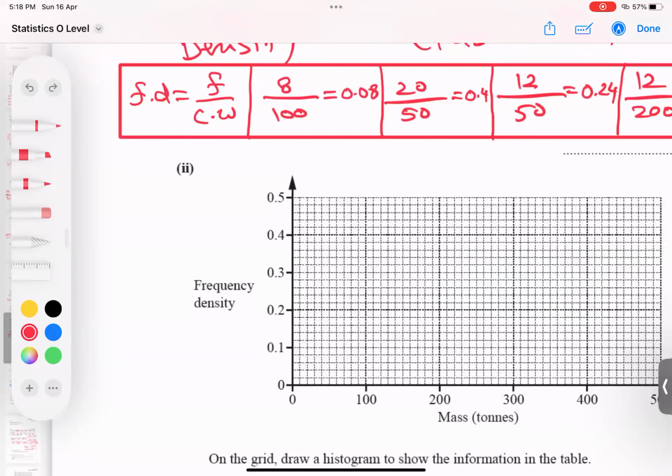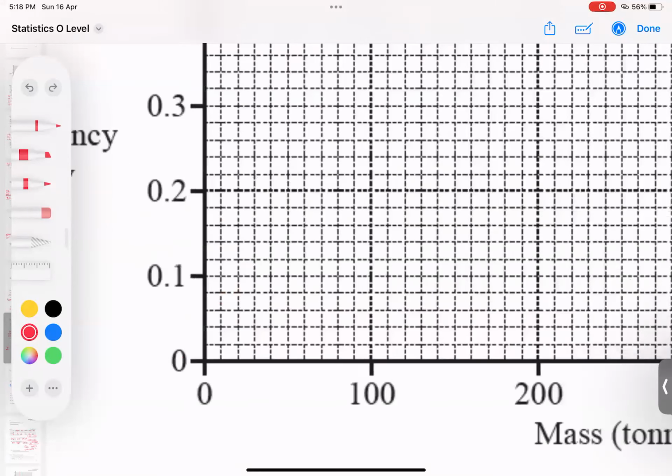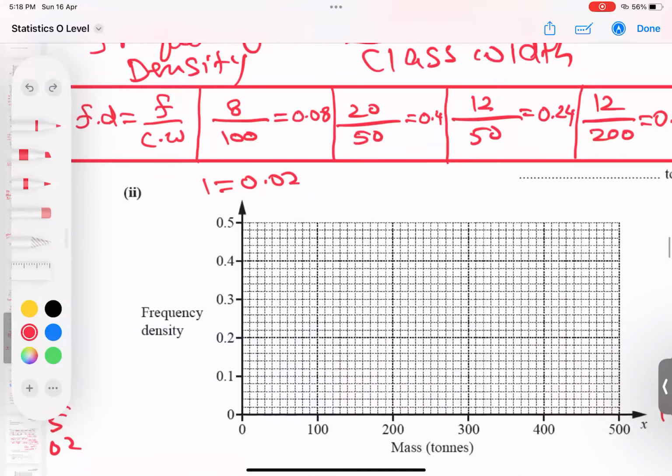Same story here. What is this value? 0.1. How many boxes? 5. When I divide 0.1 by 5, I get 0.02. So along the y-axis, one box is 0.02. Let's start: 0.02, 0.04, 0.06, 0.08, and then 0.1. I hope all of you understand. So let's start. Our job starts now.